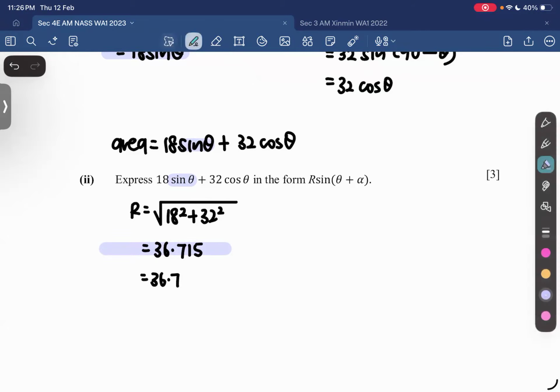Okay, then after that we have your alpha. You have to find alpha, remember? So alpha is tangent inverse of b over a. So this question is in degrees.